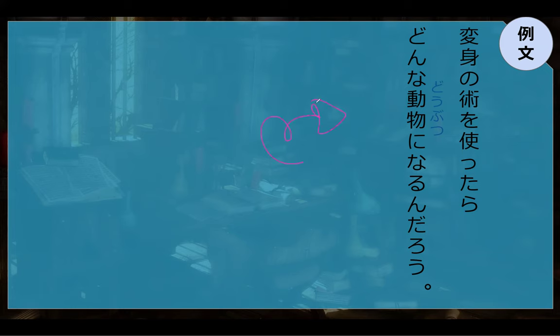Let's go read this example sentence. Henshin no jutsu o tsukattara, donna dobutsu ni naru ndaro. Donna is some kind. Right? Donna is similar to nani ya ra. I would translate it as what kind in this context, rather than some. Dobutsu ni naru. To turn into an animal of some sort. Perfect. Ndaro.